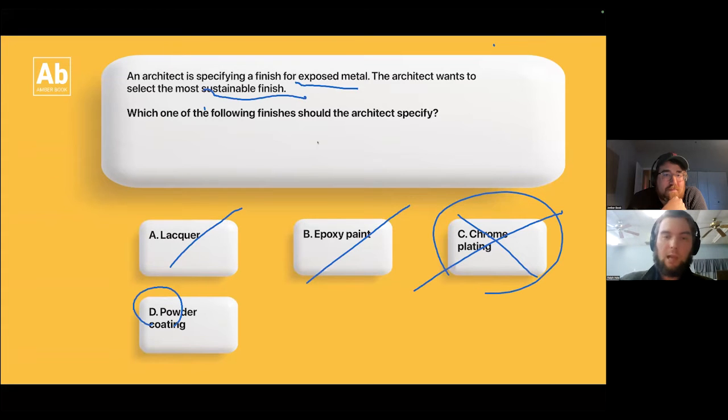I went back and forth between powder coating and lacquer. So you'll see here, what do I know about this? What do I know about the items in the answer choices? I know that chrome is nasty. We're talking about sustainable finishes. Chrome is not a sustainable finish. So let's just go ahead and mark that one off now. So now I'm down to 1 out of 3 to pick from.